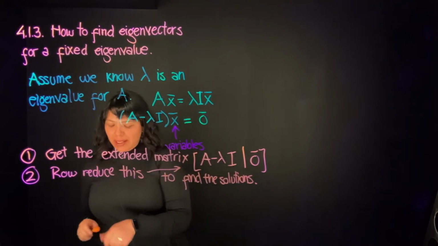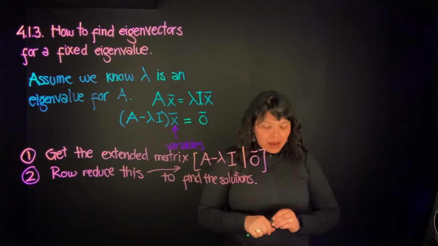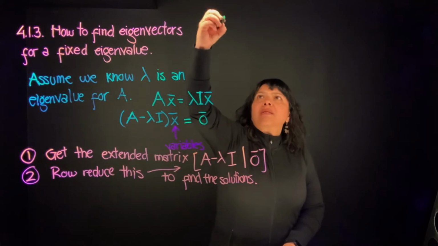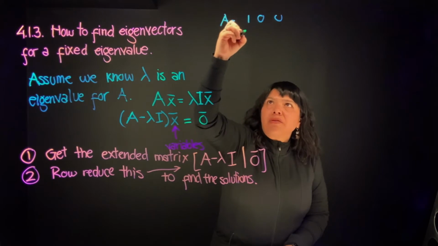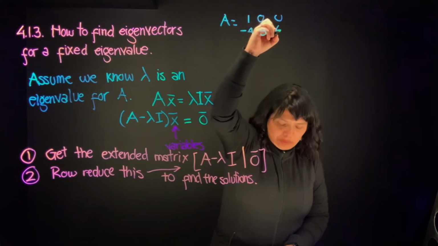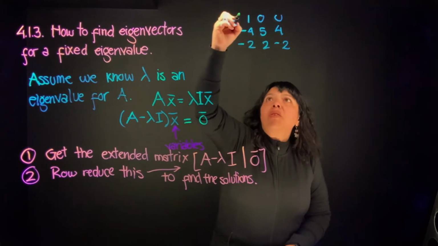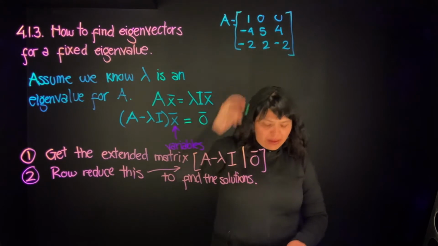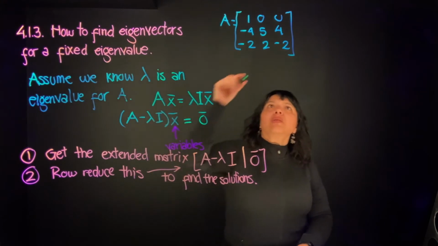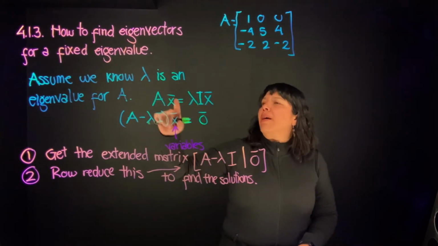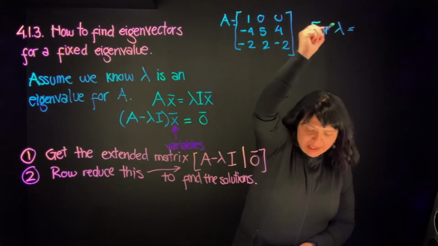So let me continue with the same example that we saw before. So in that example, my matrix A was a matrix 1, 0, 0, negative 4, 5, 4, and negative 2, 2, and negative 2. For those, we have figured out all the eigenvalues. The eigenvalues that we got were 1, negative 3, and 6. So let's try to figure out what are the eigenvectors for lambda equals negative 3.